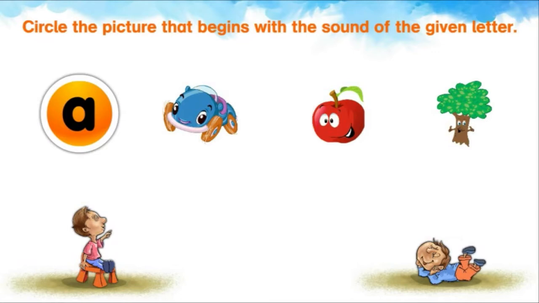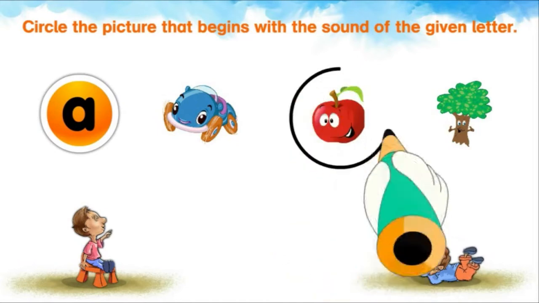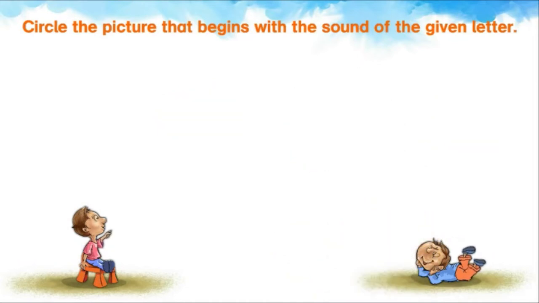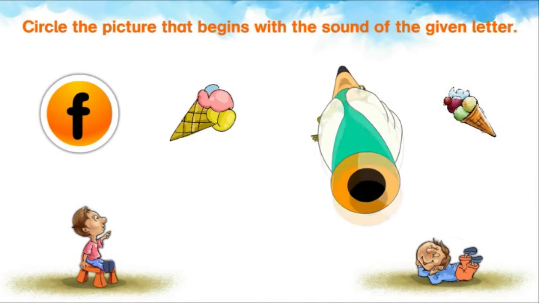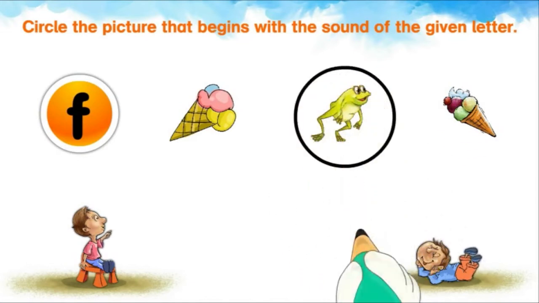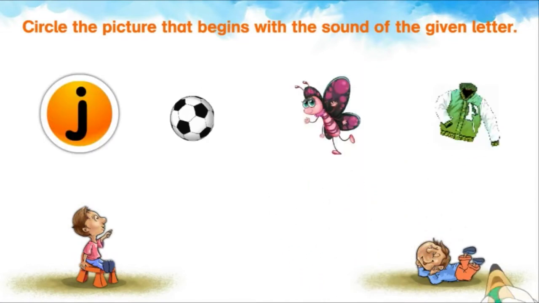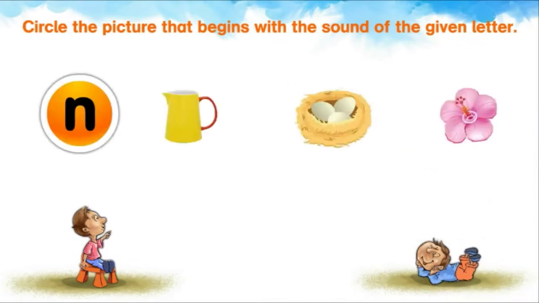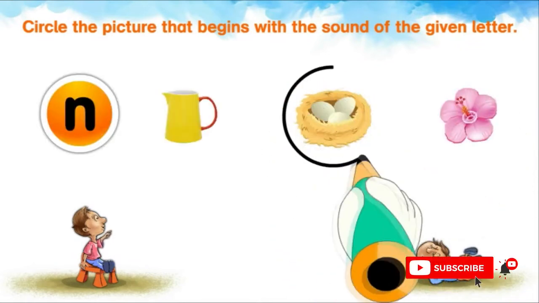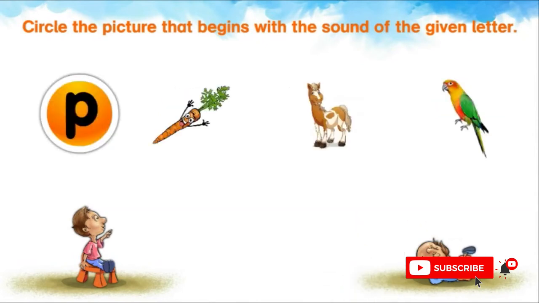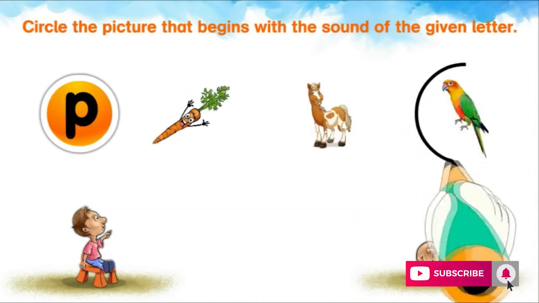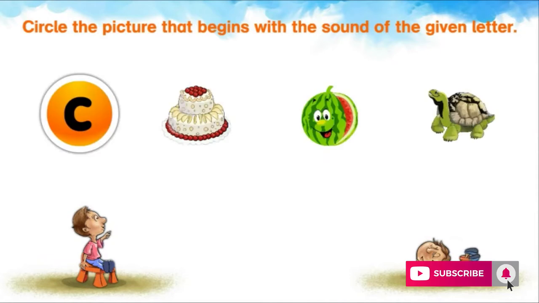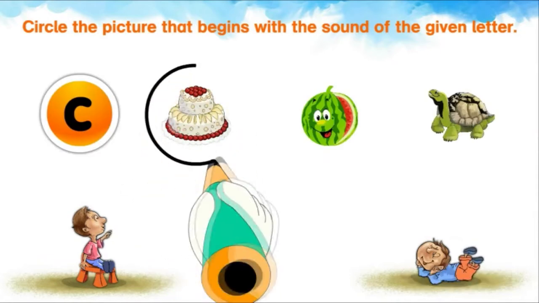Circle the picture that begins with the sound of the given letter. A. Apple. F. Frog. J. Jacket. N. Nest. P. Parrot. C. Cake.